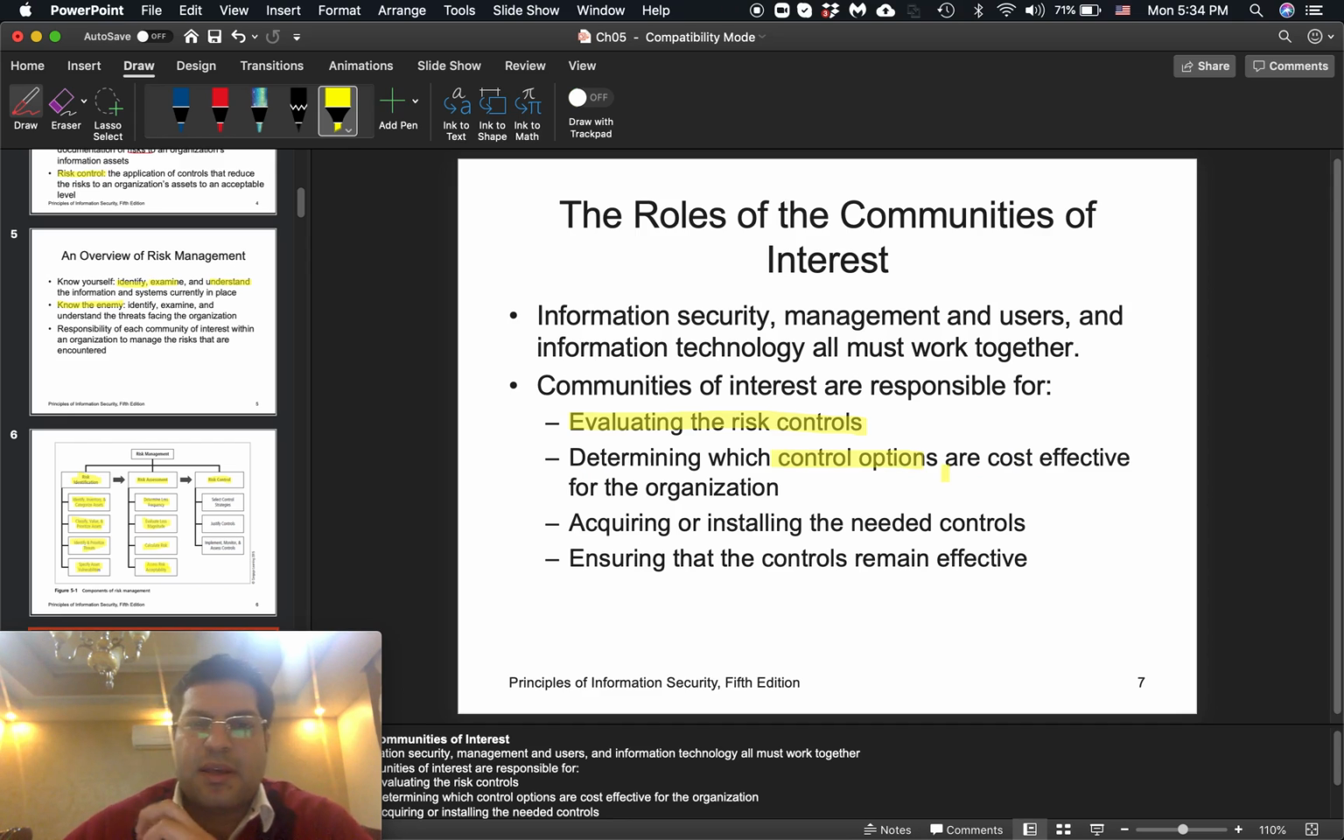Let's say we do an overall analysis of the security controls, and see if these security controls are effective and cost effectively working in my organization. After that, acquiring and installing the needed controls, ensuring that the controls remain effective.